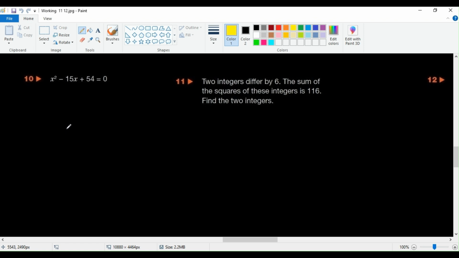As you can see in this question, it says x squared minus 15x plus 54. That means we need to write this one as it is.